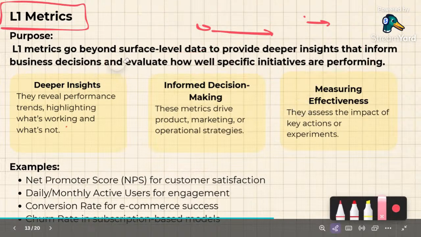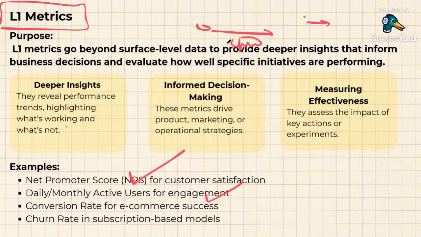Then next we have the NPS. I guess I just explained in the previous slide what exactly NPS is. Then the monthly active users and the conversion rate for e-commerce, and the churn rate for subscription-based models. The churn rate is very important for subscription-based businesses. Before I jump into that, I just wanted to explain what exactly churn rate is. Churn rate is the rate at which a consumer stops using our product or shifts to a different product.